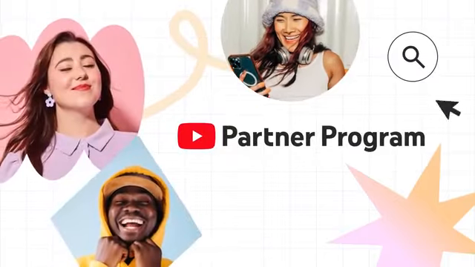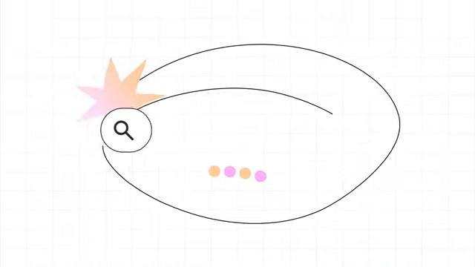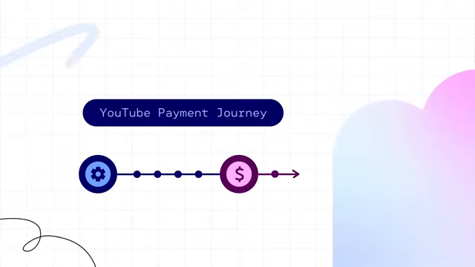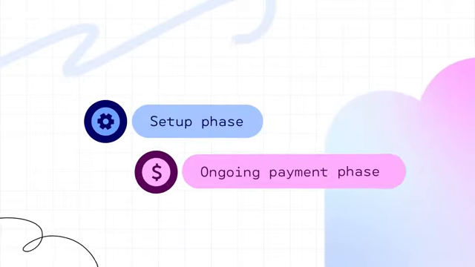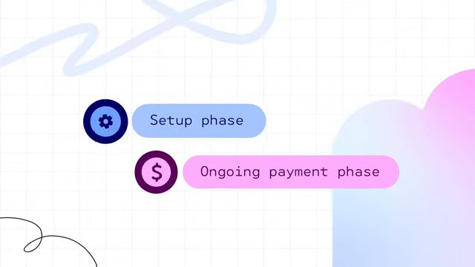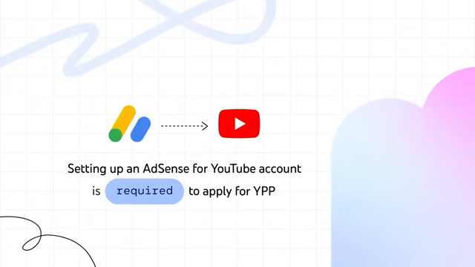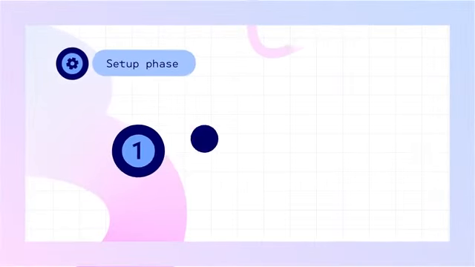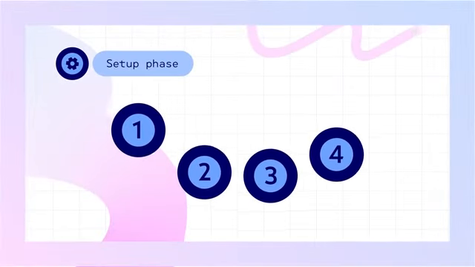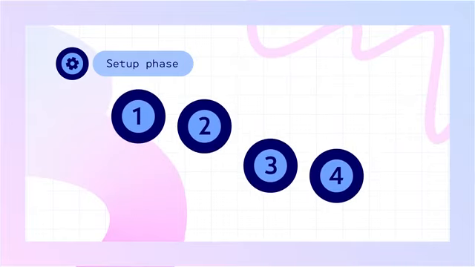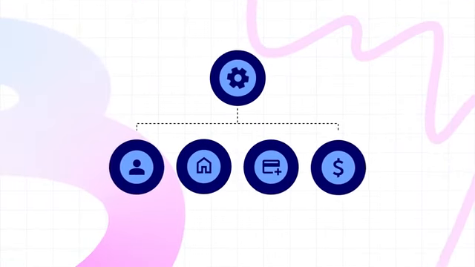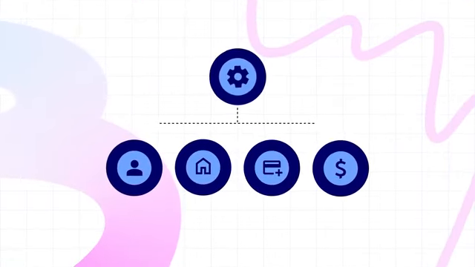If you're a creator in the YouTube Partner Program, when will you get paid? There are two phases you should familiarize yourself with when it comes to your YouTube payment journey: the setup phase and the ongoing payment phase. Setting up an AdSense for YouTube account is required to apply for YPP. But once you're in YPP, there are 4 additional steps you'll need to take as part of the setup phase for getting paid. Let's go through each step and payout timelines to keep in mind.